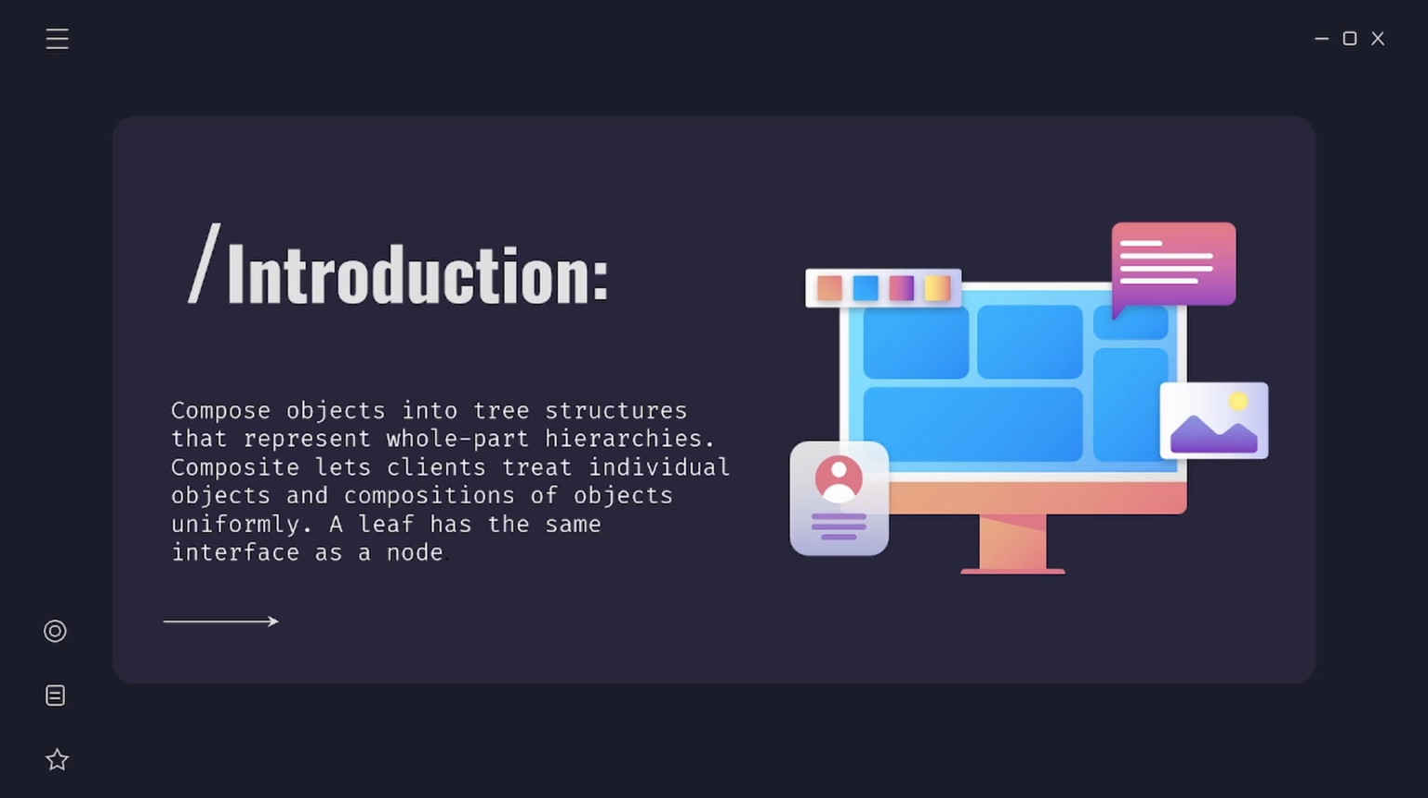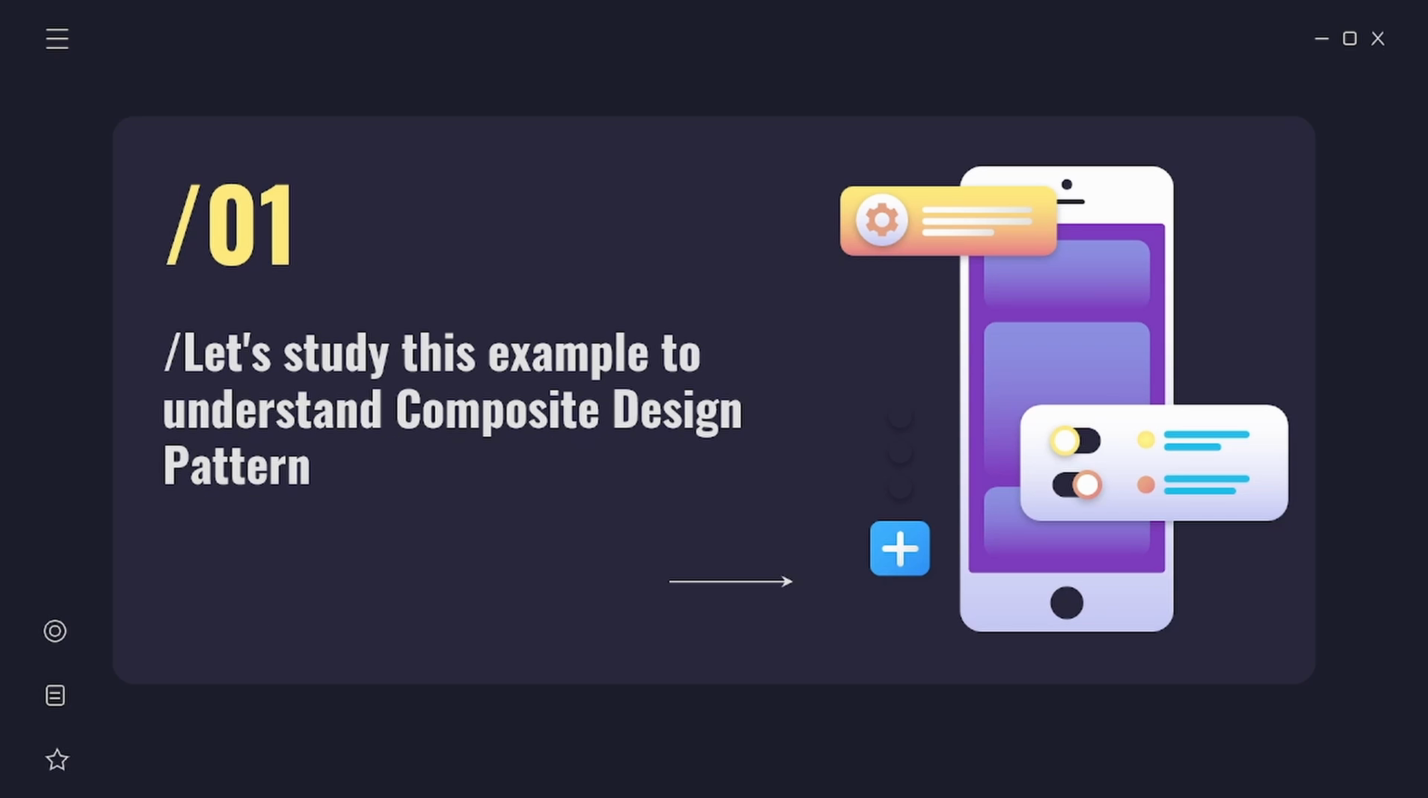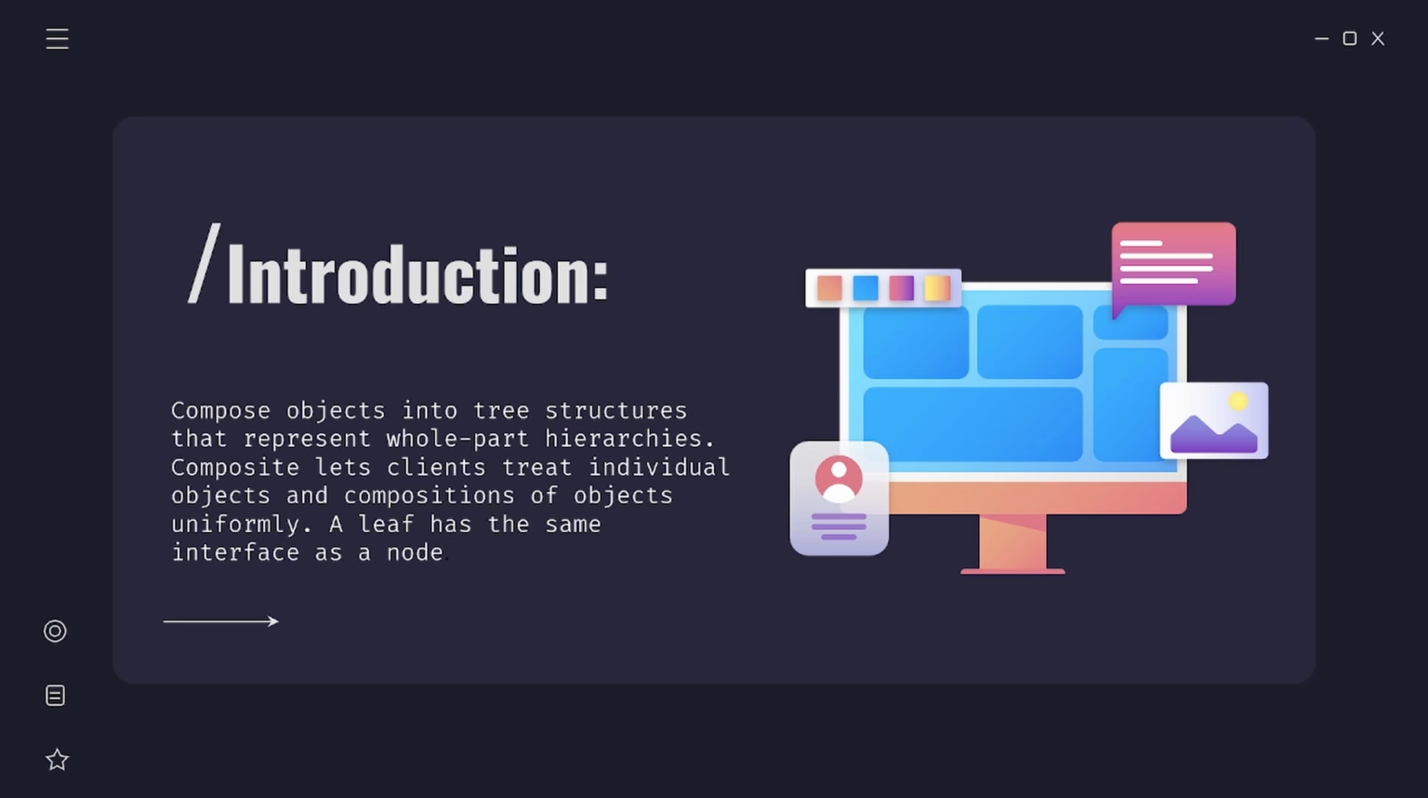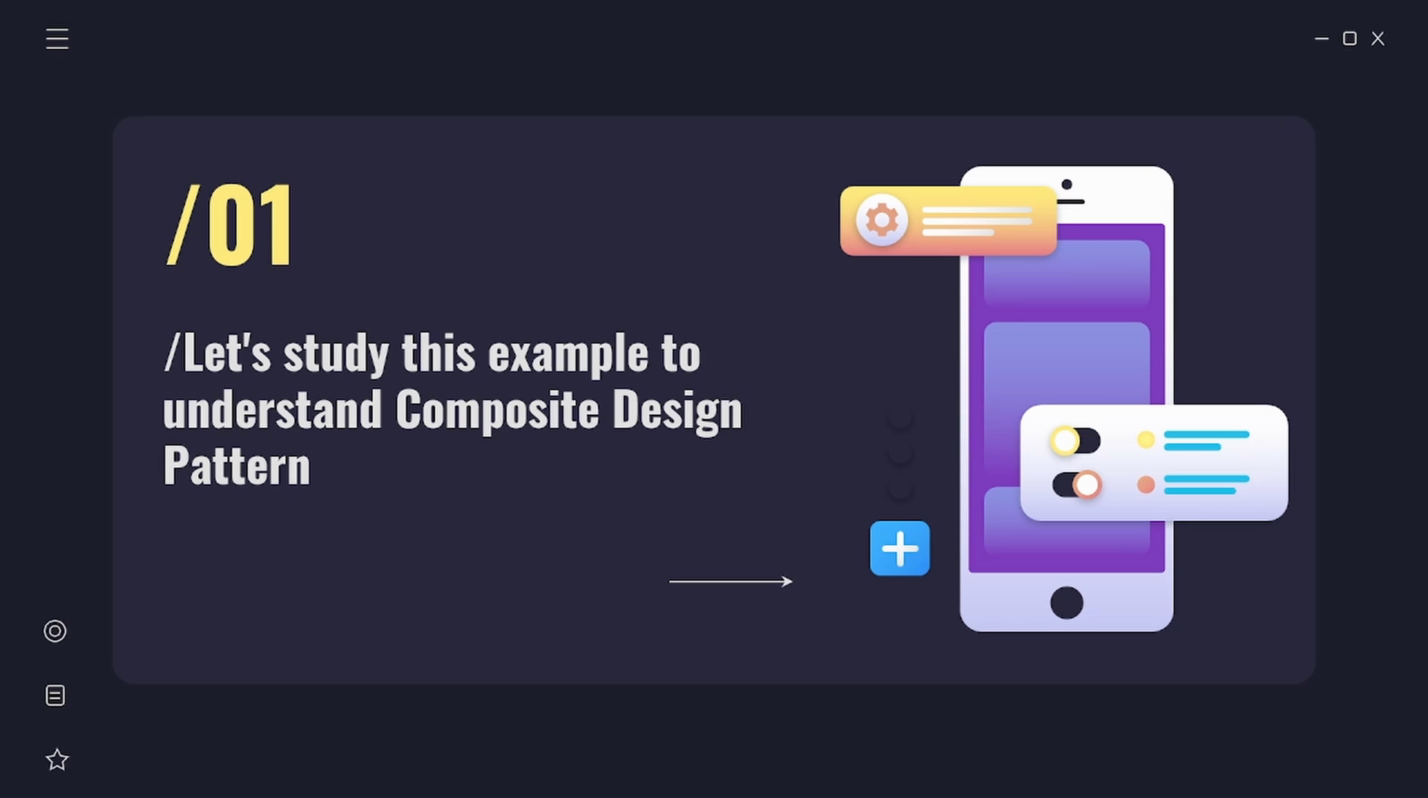The intent of the composite pattern is to compose objects into tree-like structures to represent part-whole hierarchies. The hierarchies are the composites, while the individuals are the leaves. Let's study this example to understand more about the composite design pattern.